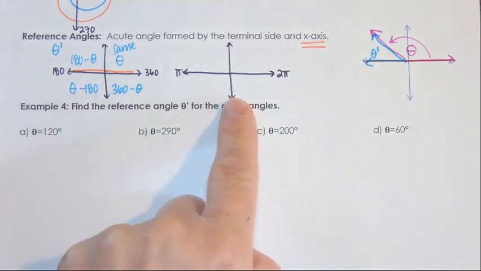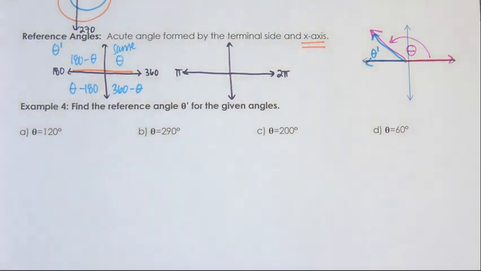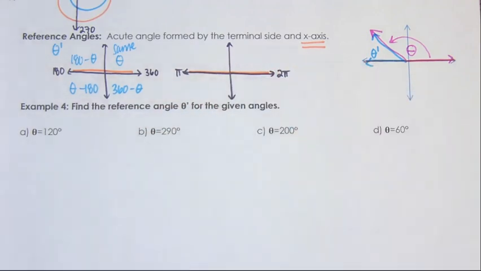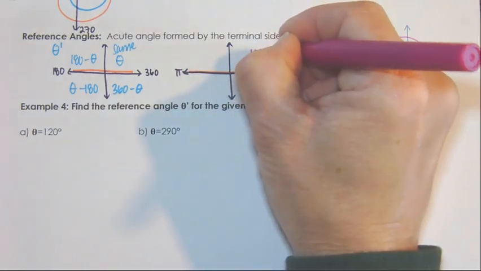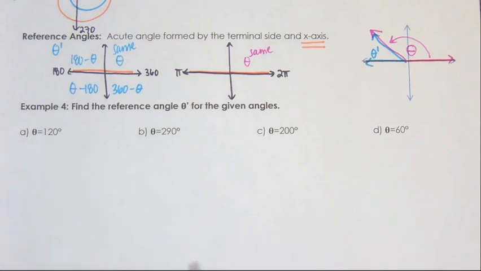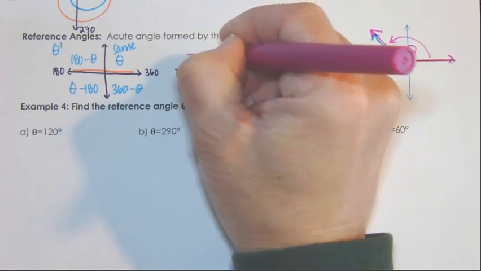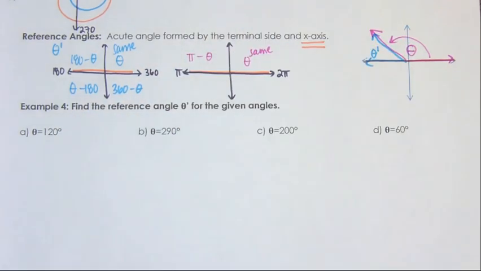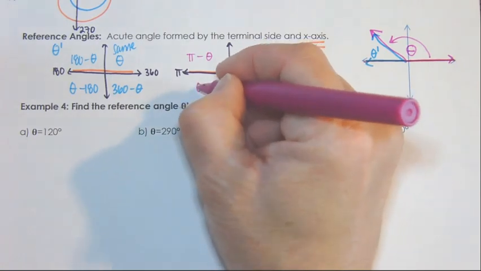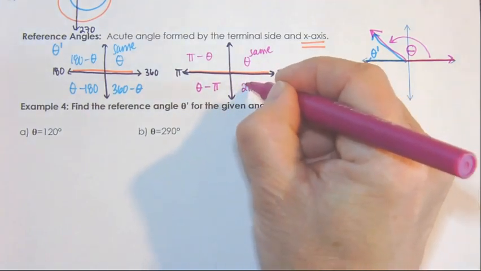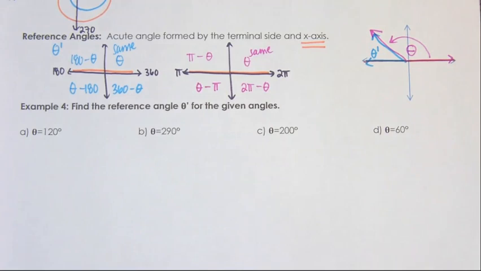Then in a little bit, we're going to do some radian angles. So again, I'm only going to refer to the x-axis. If I am in the first quadrant, my reference angle will be the same as theta. If it ends in the second quadrant, like this one did here, I'm going to do pi minus whatever the angle was. If it's in the third quadrant, it's going to be theta minus pi. And if it's in this fourth quadrant, I'm going to do 2 pi minus theta. All right, let's actually do some of these so you can see what I'm talking about here.